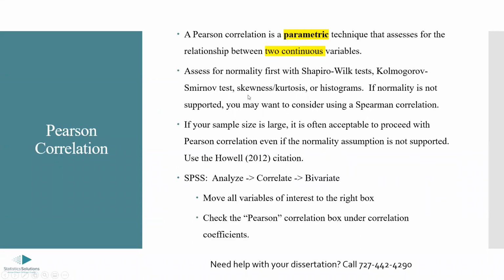So a Pearson correlation is probably the most predominantly used parametric technique here. It's what most people propose to use, assuming that you have a normal distribution.